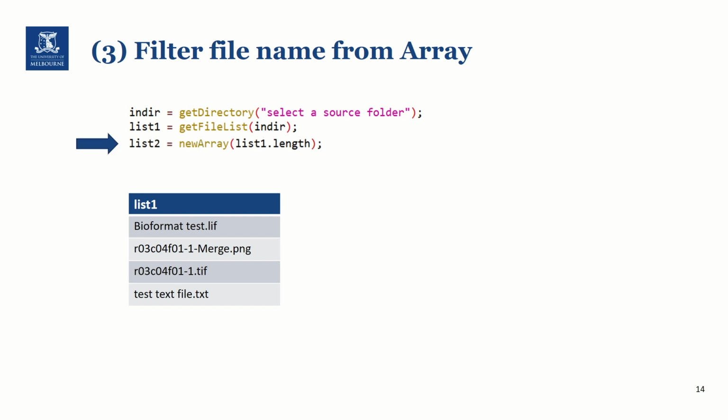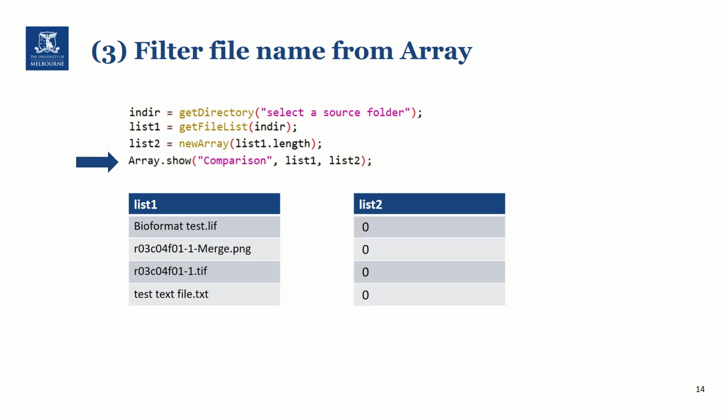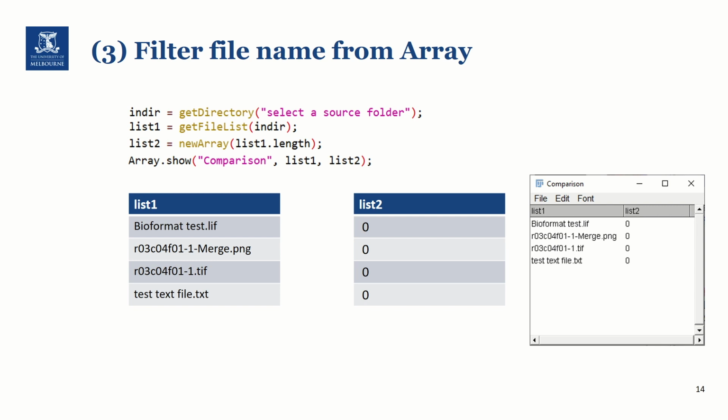So the next thing we will do is to make a new empty array with the same length as list1 using the newArray function. When we make a new array, the value of each element will be automatically assigned as 0. We can check inside our array using a function called Array.show. And please note that this function is somehow color-coded as black, although it is a built-in function. This Array.show function is very useful as it shows the elements of an array in a table format with the array name as title and also shows multiple arrays as multiple columns.